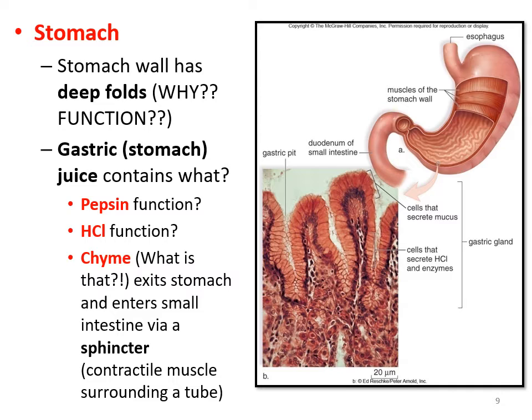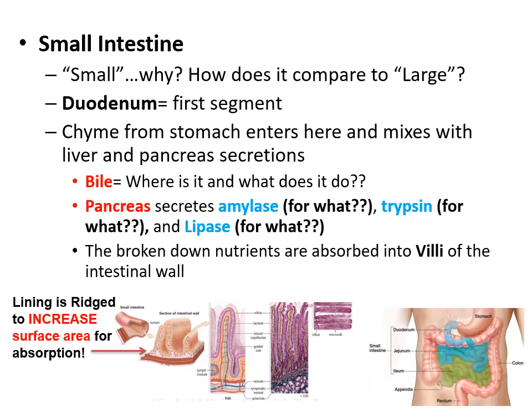Chyme is now moving. So when the food left your mouth, it was a bolus because it was food mixed with saliva. Now it's called chyme because it's food mixed with gastric juices. Okay, so now the chyme makes it to the small intestine.